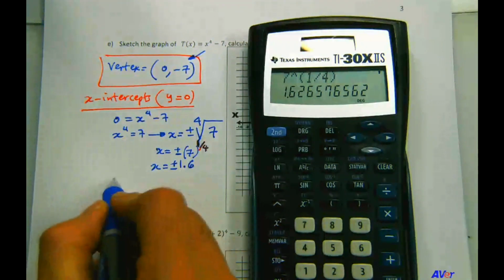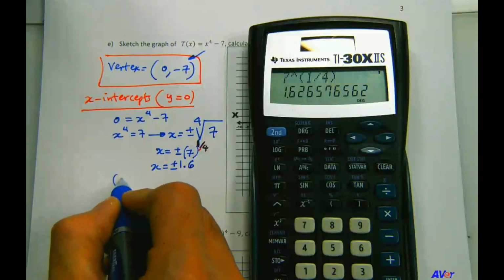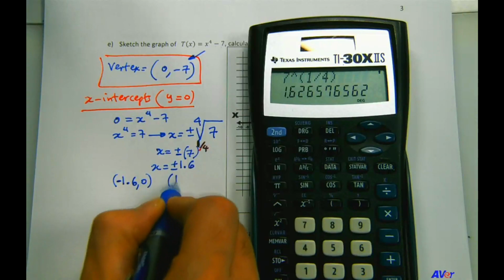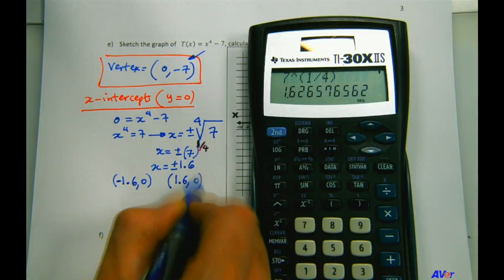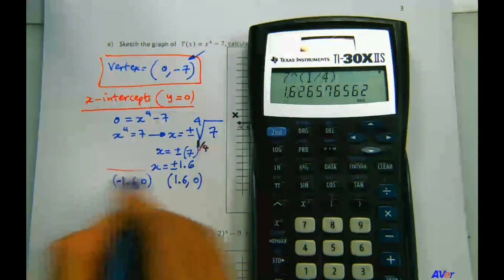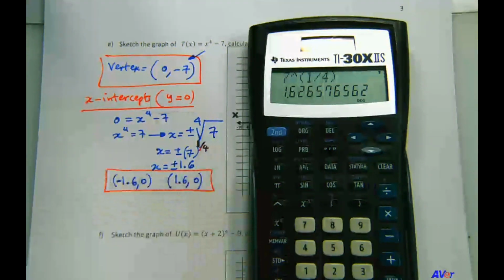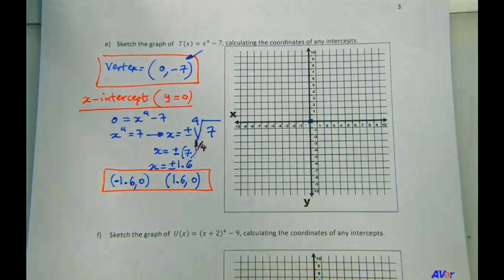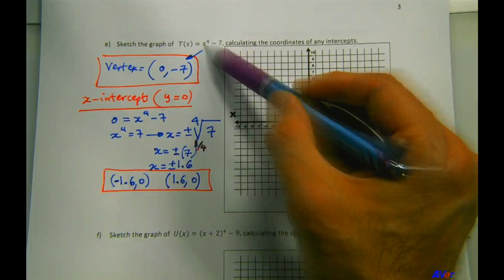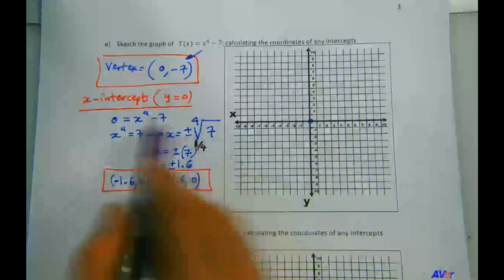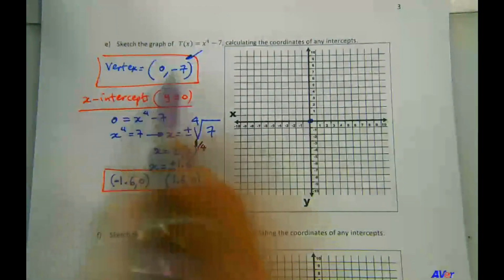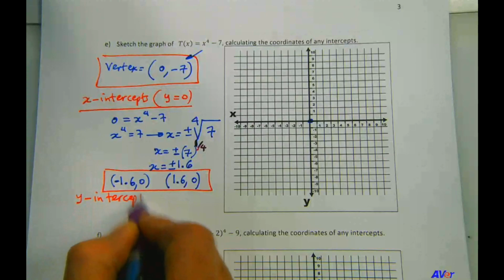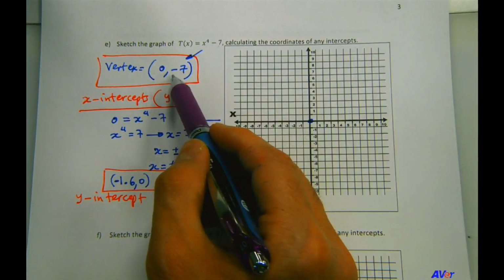So the x-intercepts are minus 1.6 comma 0 and positive 1.6 comma 0. So these are our x-intercepts. Okay. What about y-intercepts? Y-intercept is when x equals 0. So that's an easy one, right? That will be the same thing as the vertex, but I want to show it to you how that is done. So when we find y-intercepts, it's going to be the same thing as the vertex.